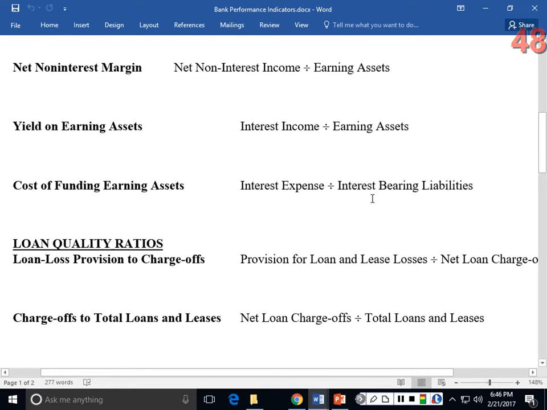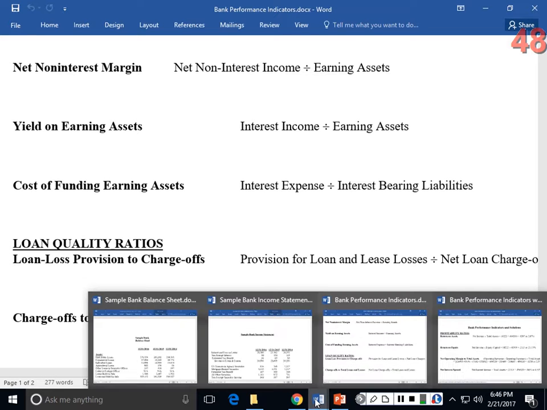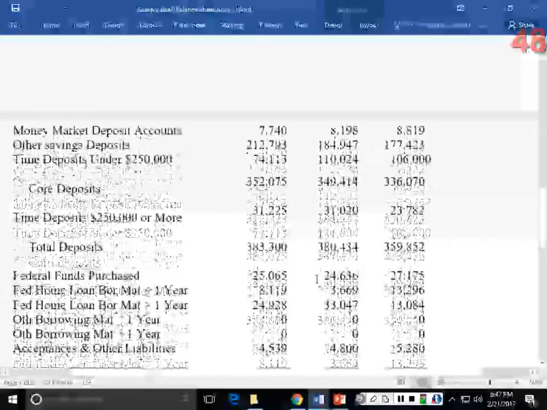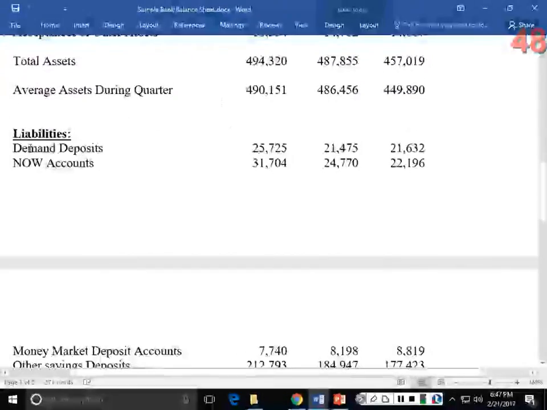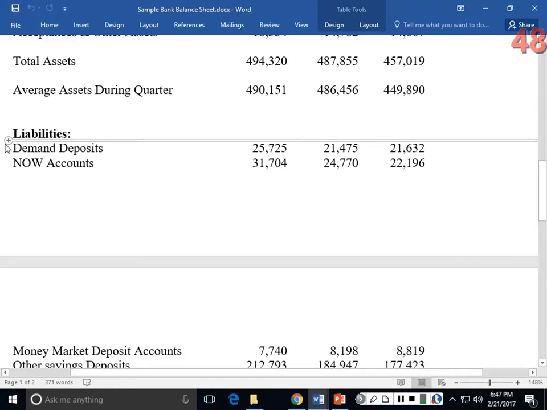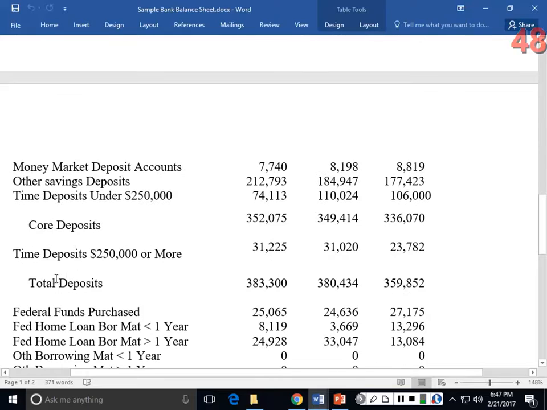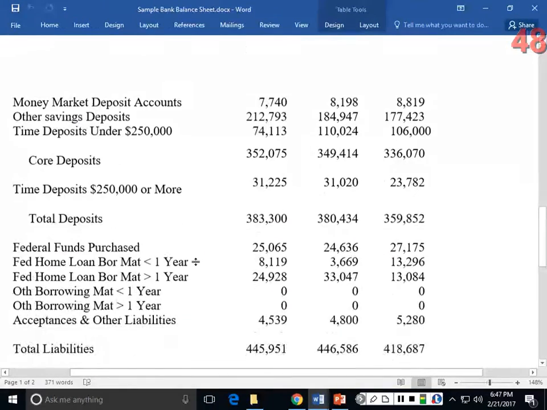Now, think about what this says, interest-bearing liabilities. What that means is any liability that the bank pays interest on. So, deposit accounts, any other borrowing. Now, if you go to the back page of the balance sheet, you'll see liabilities. You've got demand deposits, NOW accounts, core deposits, and other deposits, and then you've got total liabilities.